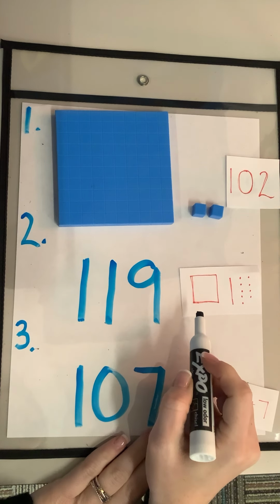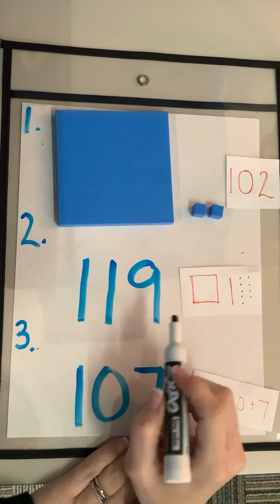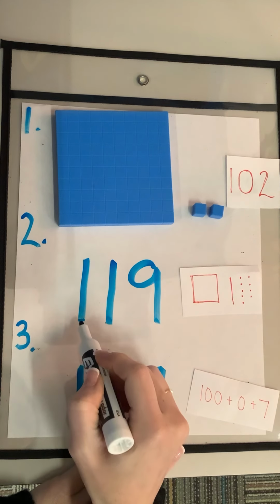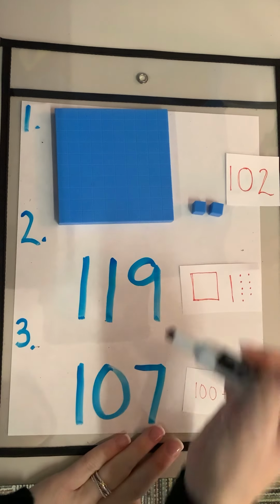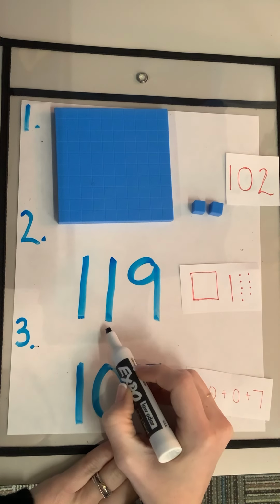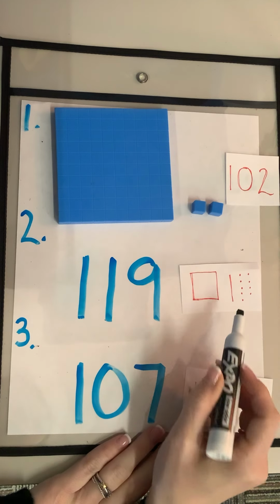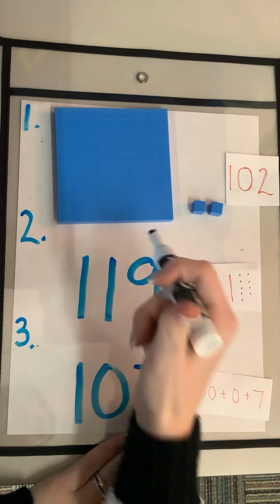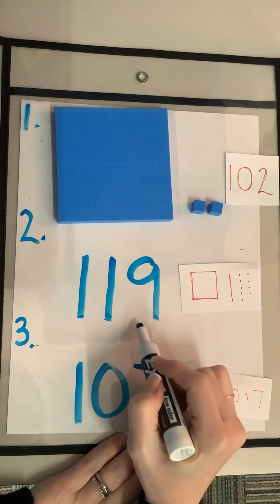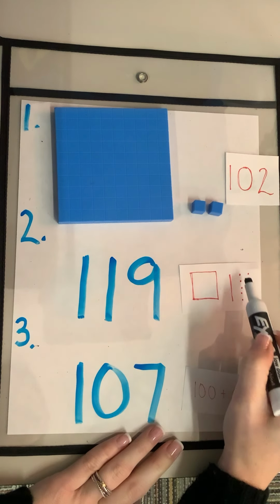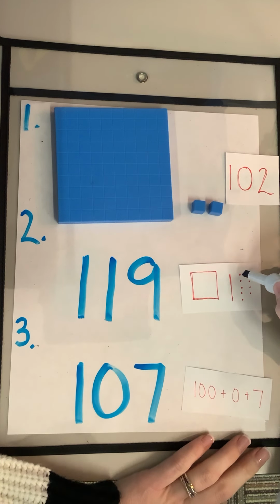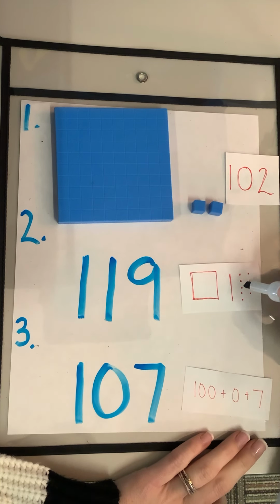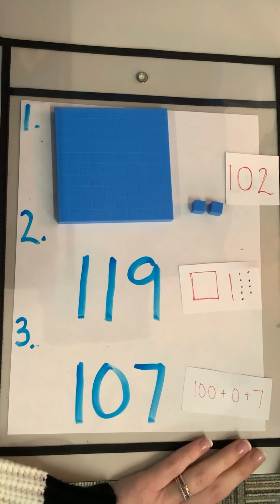Using base 10, we should go through each place value to show the amount of each one. So in the hundreds, I see a 1, which means I should have 1 hundreds block. Check. Let's go to tens place. 1 in the 10s, so I should have a 1 tens block. Check. And in my ones place, I have a digit 9, so I should have 9 ones cubes. Let's count together to see if there are 9 ones cubes. Ready? 1, 2, 3, 4, 5, 6, 7, 8, 9.